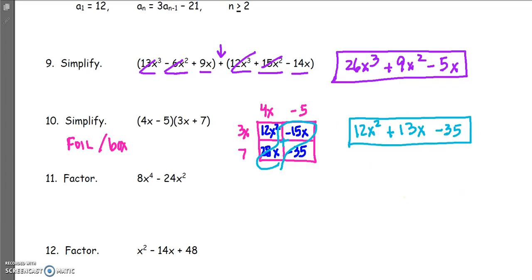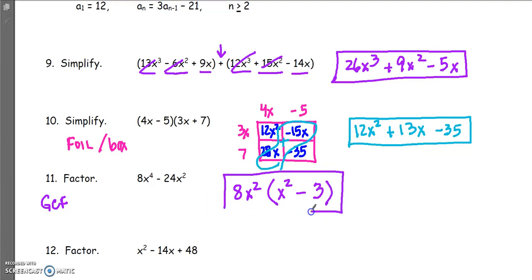Number 11 is asking me to factor. So the first thing I'm going to ask myself is, do we have a GCF, the greatest common factor? And if you'll notice, I have 8 that'll go into both of these, and I have an x squared. So if I factor out 8x squared, and now I'm going to make my multiplication problem. So I need an 8, and I already have it, so that means I'm not putting a number. I need x to the 4th, and I only have x squared, so that means I'm missing an x squared, minus. I need 24, and I only have 8, so that means I need to multiply by 3. I need an x squared. I already have an x squared, so I'm not putting another x in there. So there's my answer for number 11.